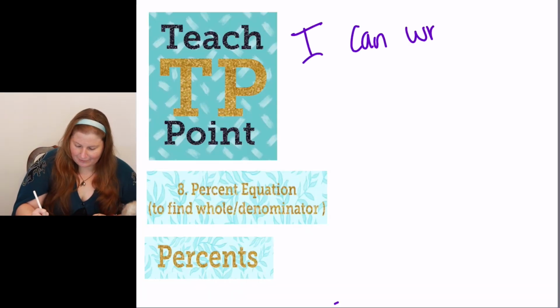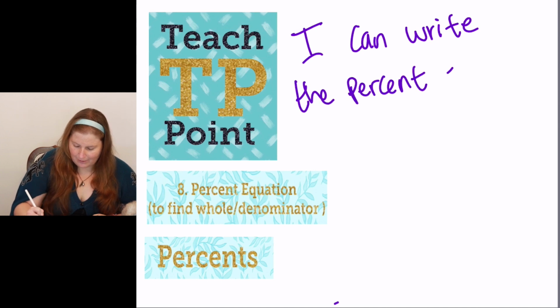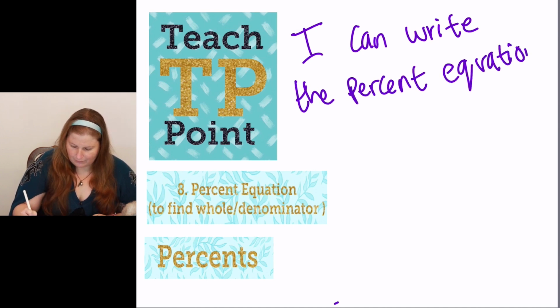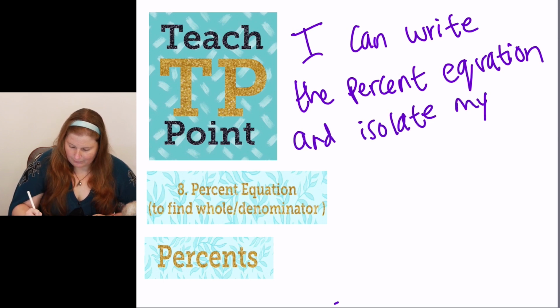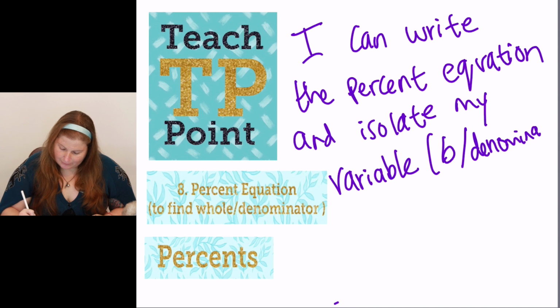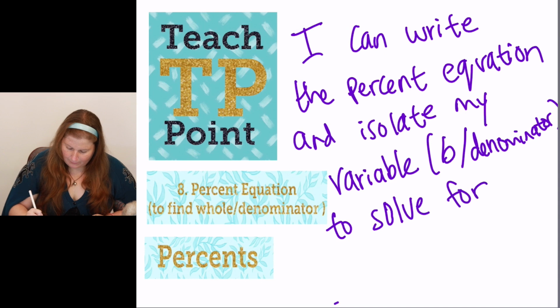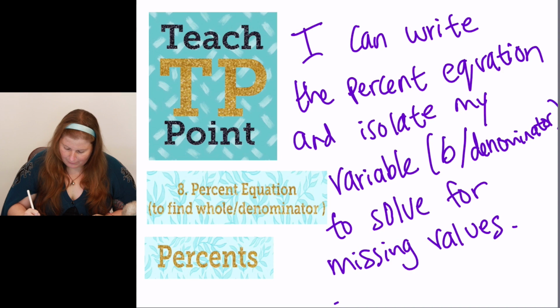I can write the percent equation and isolate my variable, which today is going to be the size of one whole group, variable b, or the denominator, to solve for missing values.